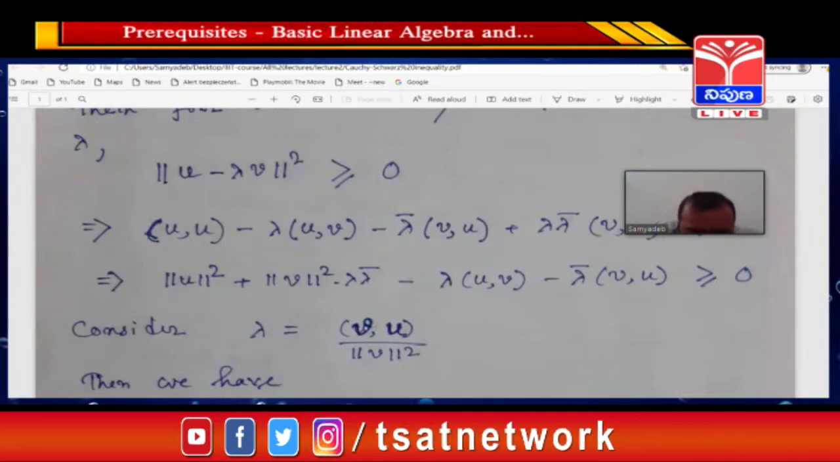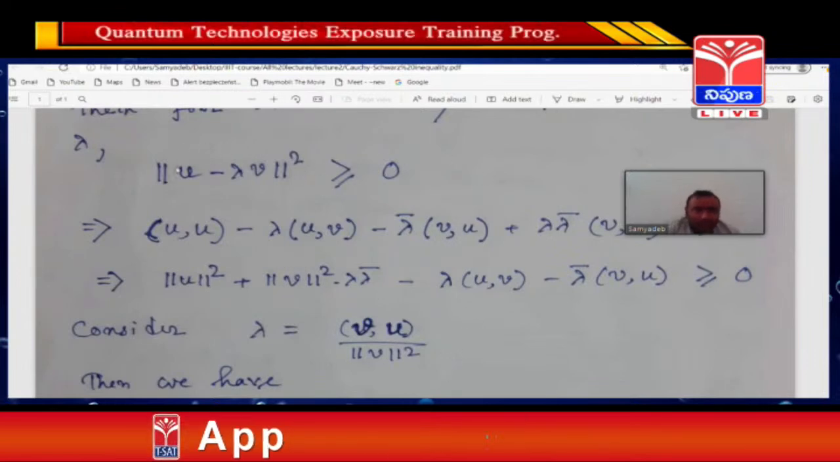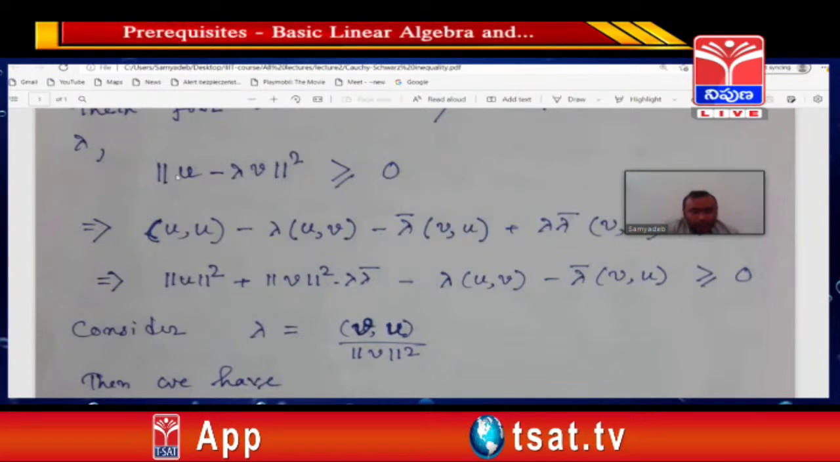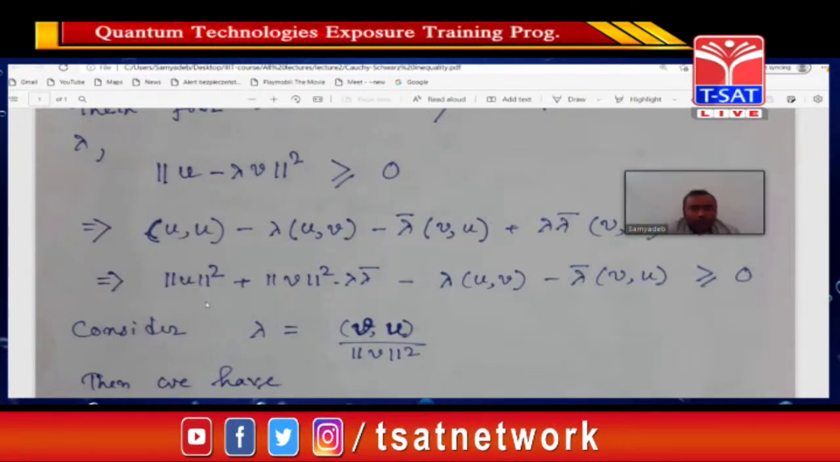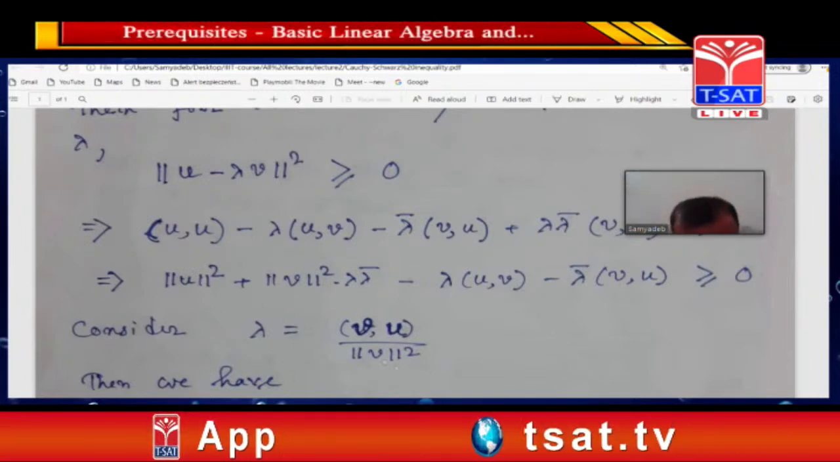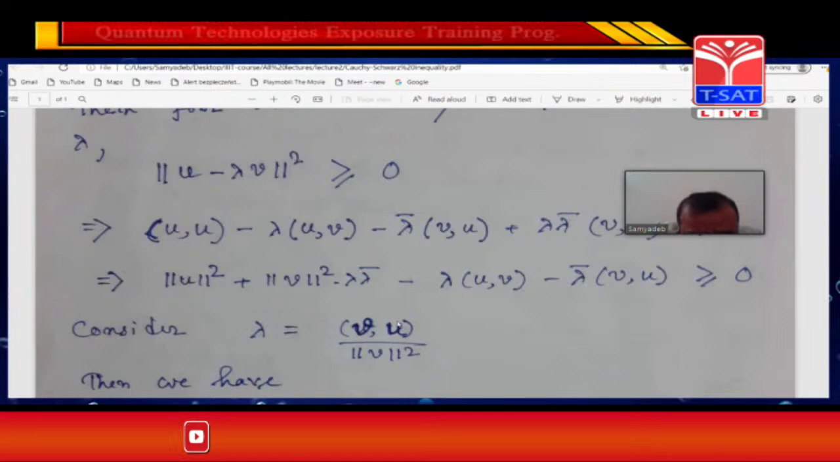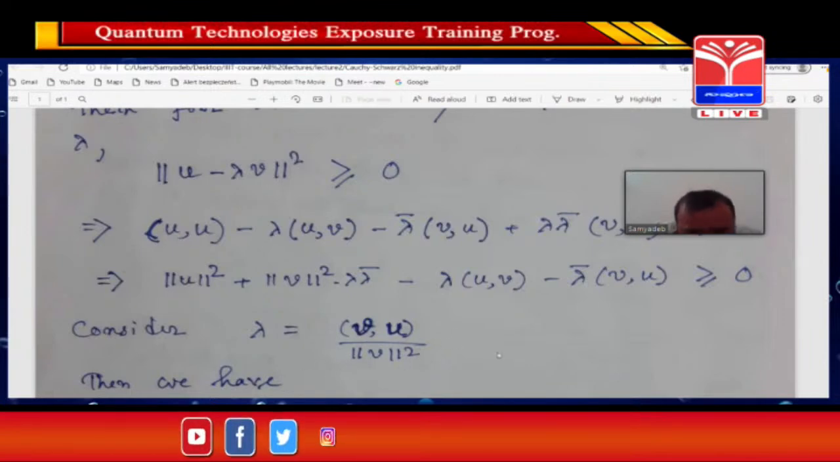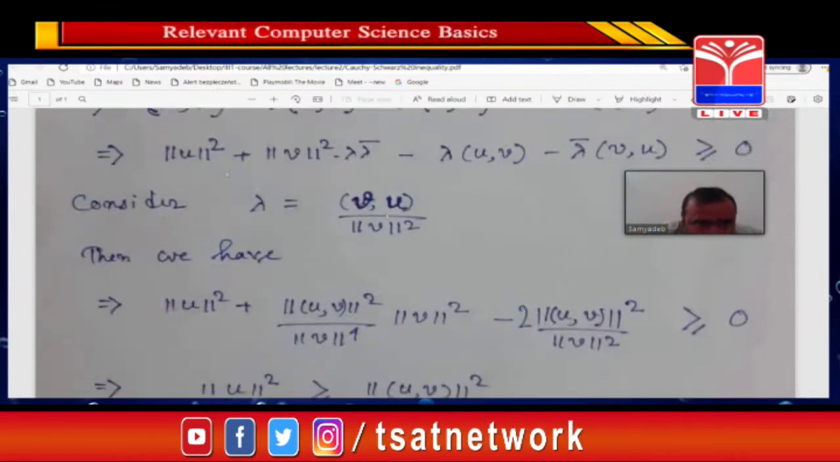Now we choose lambda to be this quantity, since we can choose any lambda, because u and v are linearly independent, that is, u cannot be represented by a scalar multiple of v for any scalar. So therefore we can choose any lambda, and this inequality will hold. So we choose this lambda equal to the inner product of v and u by the magnitude of v squared. If we put this here, we find what?